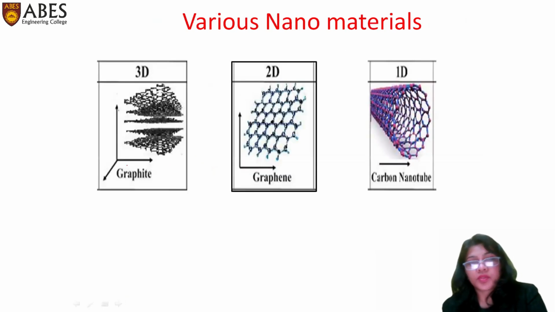Now, this is a three-dimensional nanomaterial with which we have taken an example, that is graphite. For two-dimensional nanomaterials, the example we have taken is graphene, and this last picture, which is of a carbon nanotube, is a one-dimensional nanomaterial.